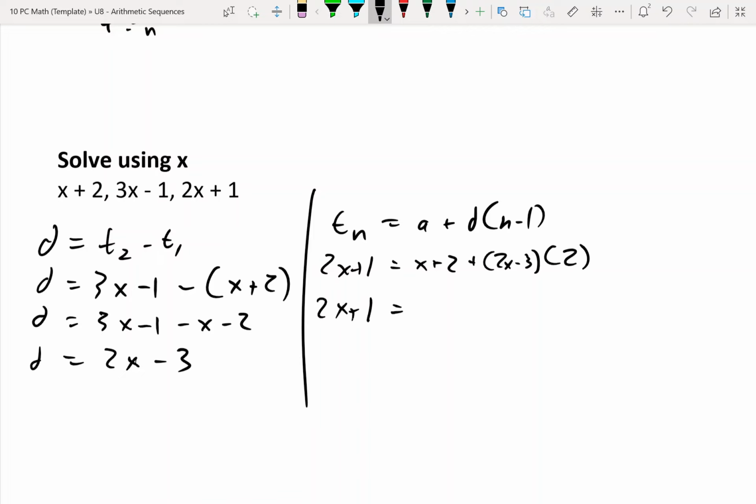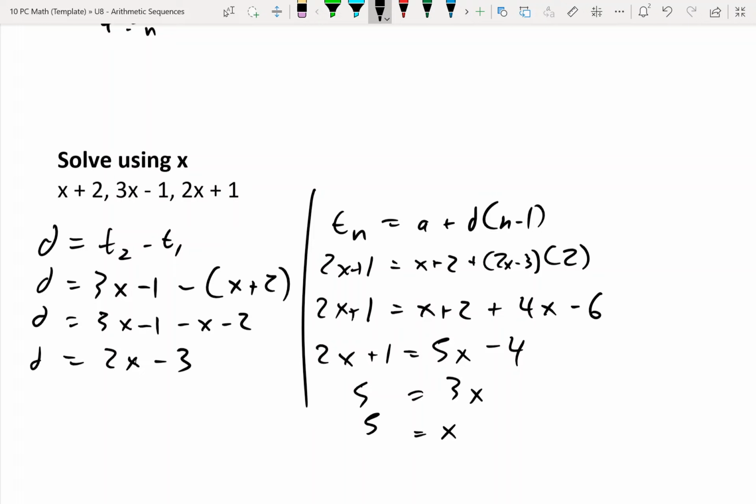Now let's rainbow this out. 2x plus 1 equals x plus 2. That's going to become plus 4x minus 6. Let's collect some stuff. 5x minus 4. And then move stuff together. So that's going to be 3x. That's going to be 5. And then we get x equals 5 over 3. I know that's a really weird number, but it's right. I checked it. We now found x.